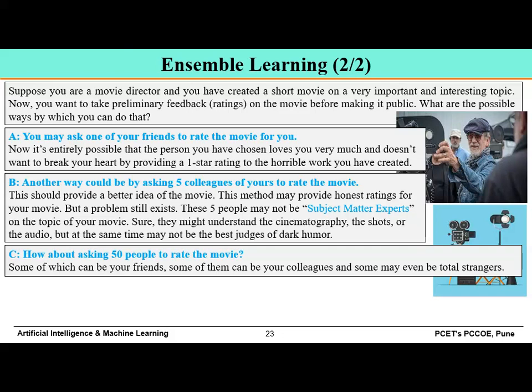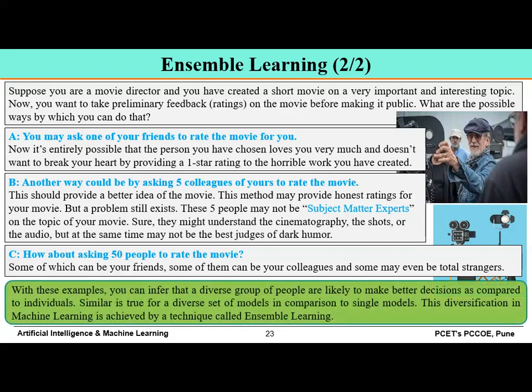What will happen? These 50 colleagues or friends may be your best friend, some may be unknown to you, and some are experts in the movie. So diverse information you will receive. Based on the aggregated result, you can conclude that the movie is very poor, average, or very good. So a similar conclusion you can draw.